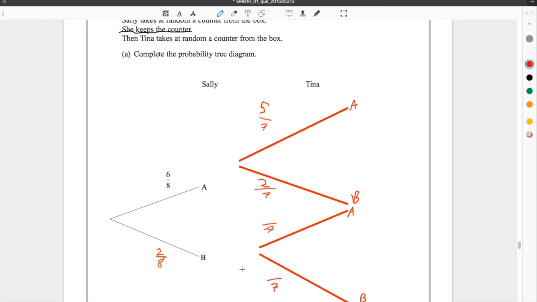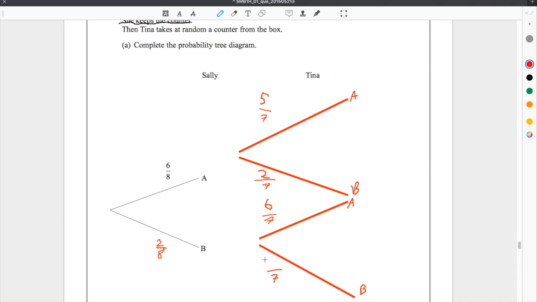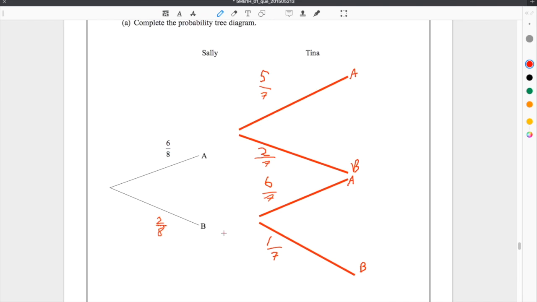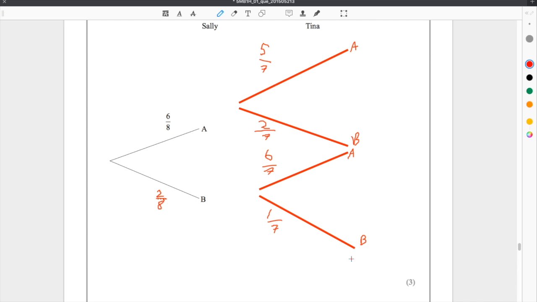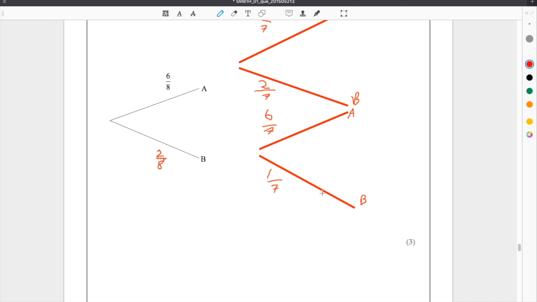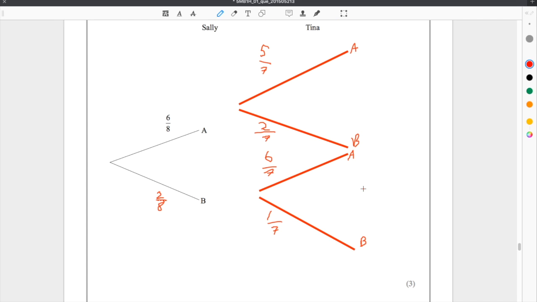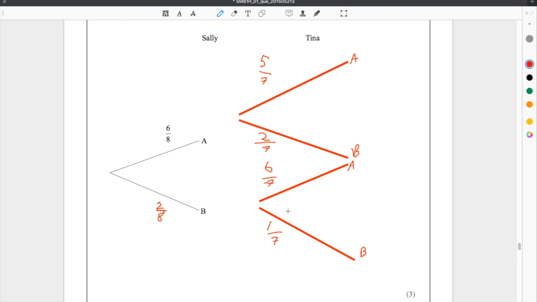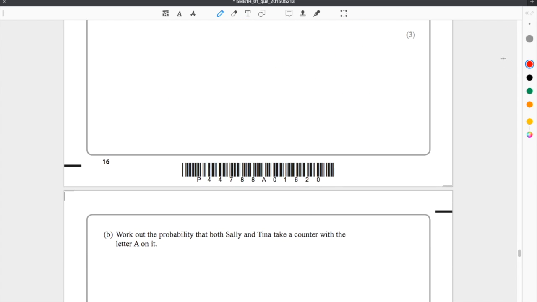Sally picks B first, and then A. Well, there's still going to be 6 A counters because the one that's been taken is a B. So there's still 6 out of 7 here. However, if she then takes a B, and Sally's taken a B in her go, there's only 1 out of 7 left with the letter B, okay? So that is the completed probability tree diagram, okay? And that's 3 marks.